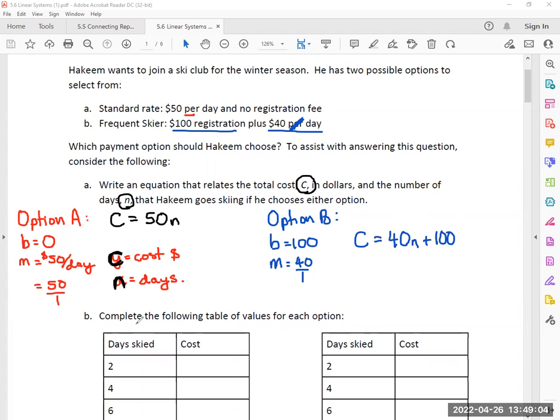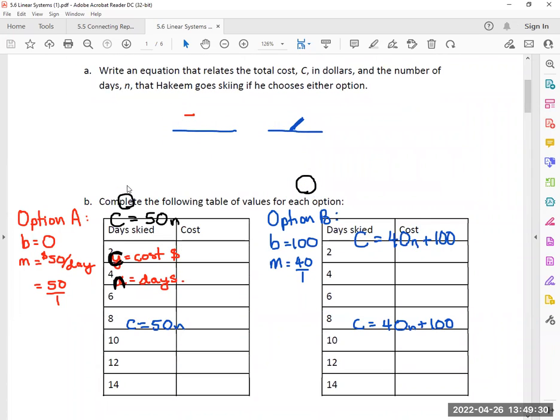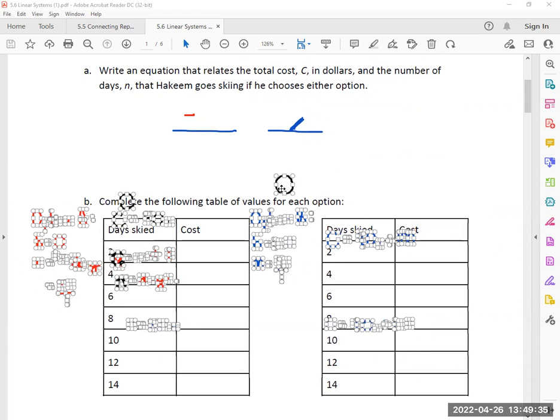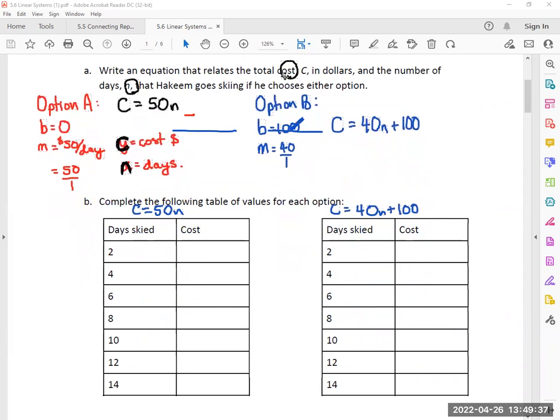So I have two equations. I'm going to write this down. C equals 50N. C equals 40N plus 100. And that's it. Let's plug it in, people. Could you do that for me? Let's fill in this table.